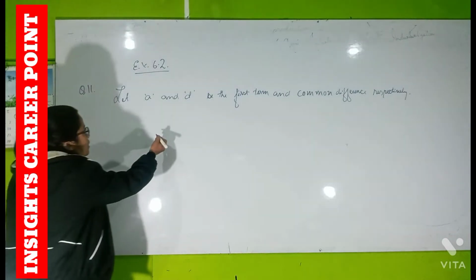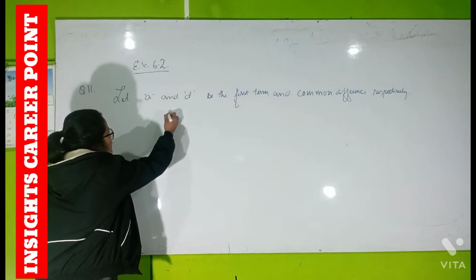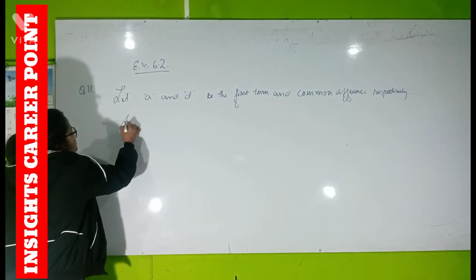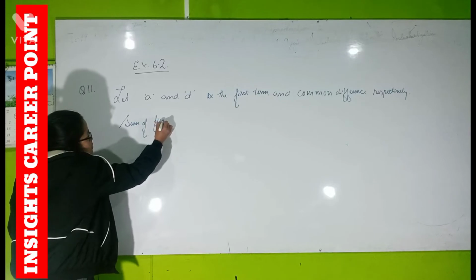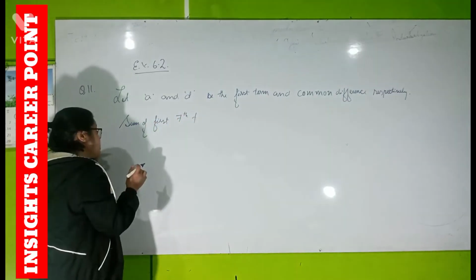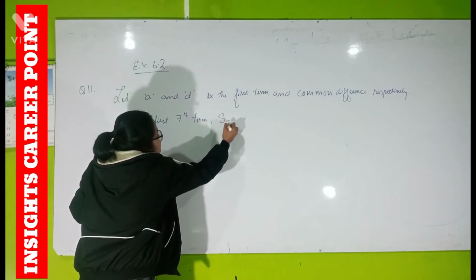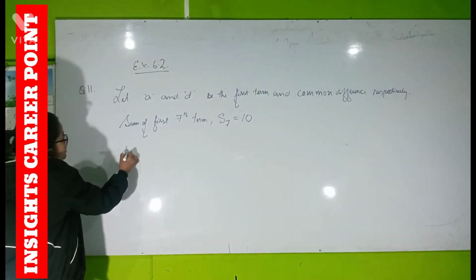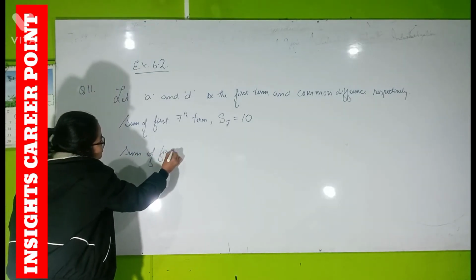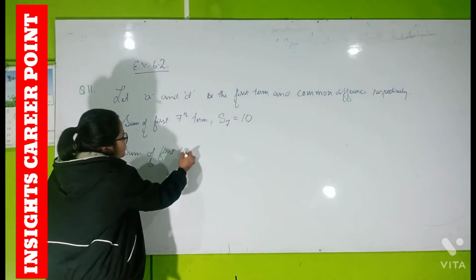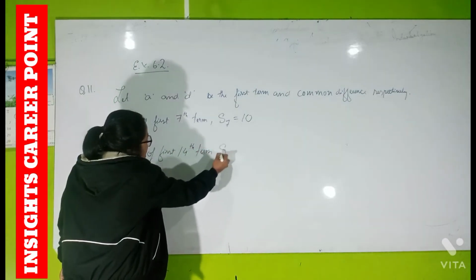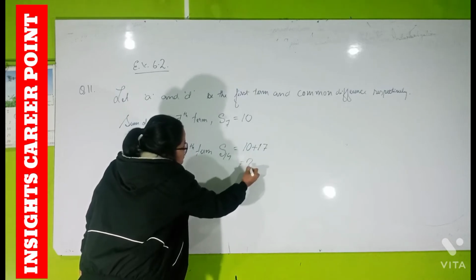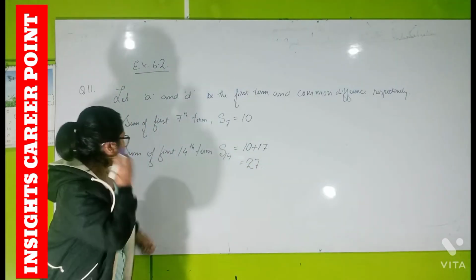We are given that the sum of the first 7 terms is 10, and the sum of the first 14 terms is 10 plus 17, equal to 27. Can you understand how the 27 comes up?